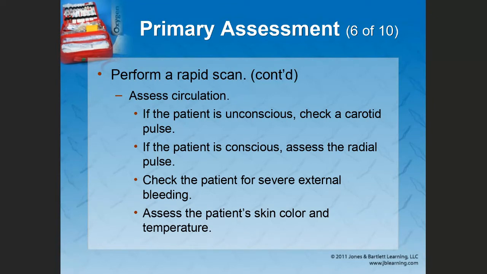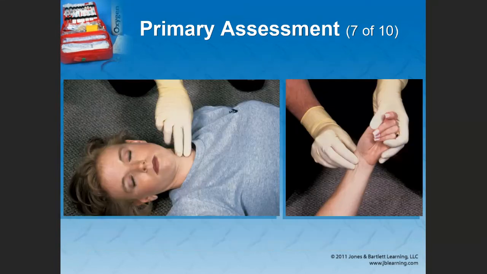So again, for the circulation, you check pulse, you look for signs of blood loss, and look at the color of the skin and the temperature of the skin. And that's your pulse point. On the left, it's the pulse point for the carotid pulse. On the right, it's the pulse point for the radial pulse.